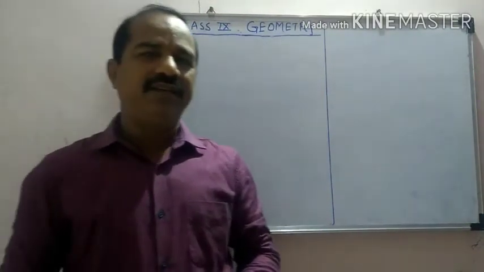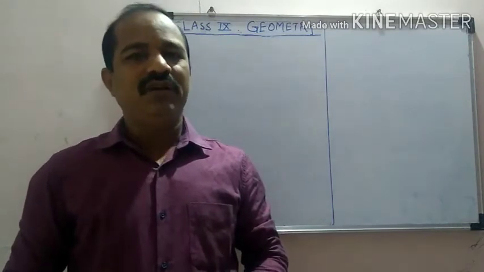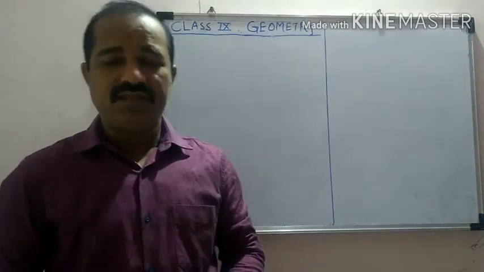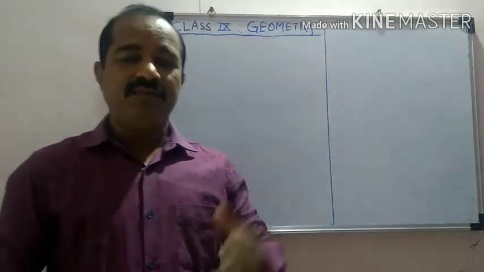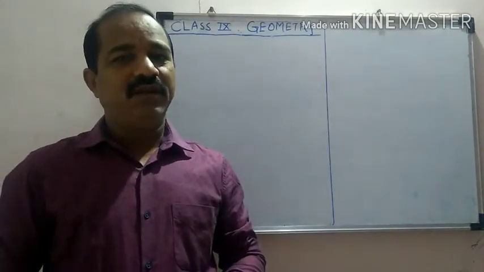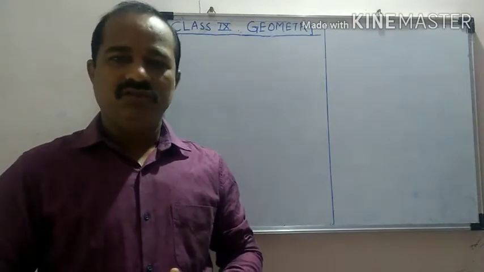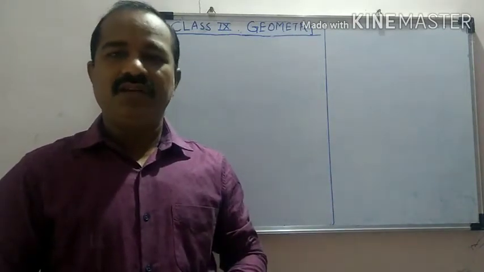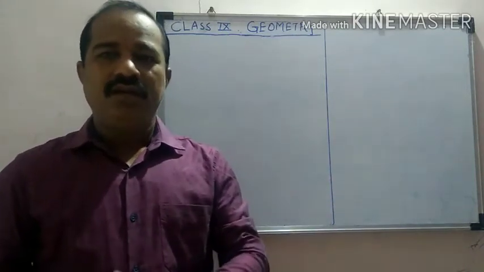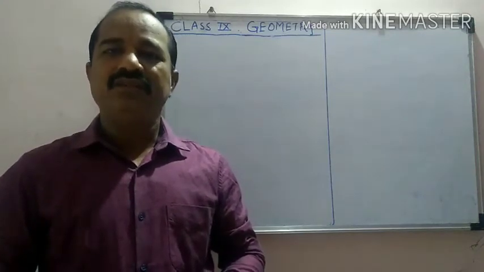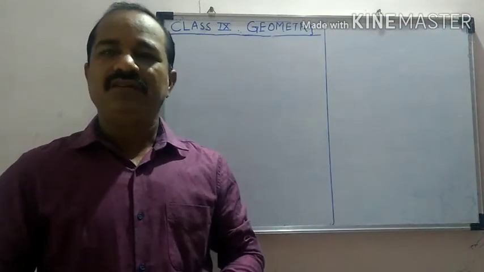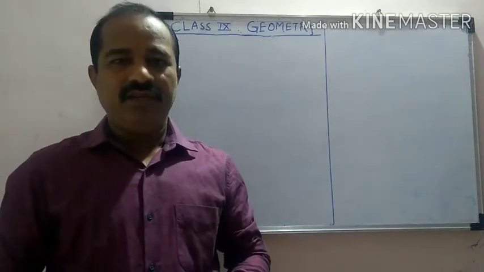Up to class 8, you have only one paper for mathematics, but in standard 9th, you have two papers. The first paper is algebra and the second is geometry. Algebra we had already started. Now from this session, we are going to start the second paper, that is geometry.